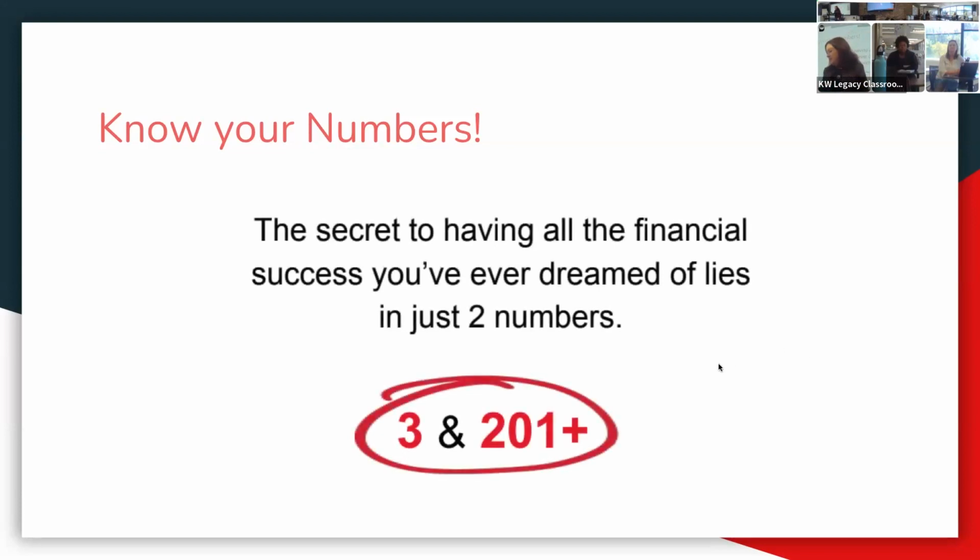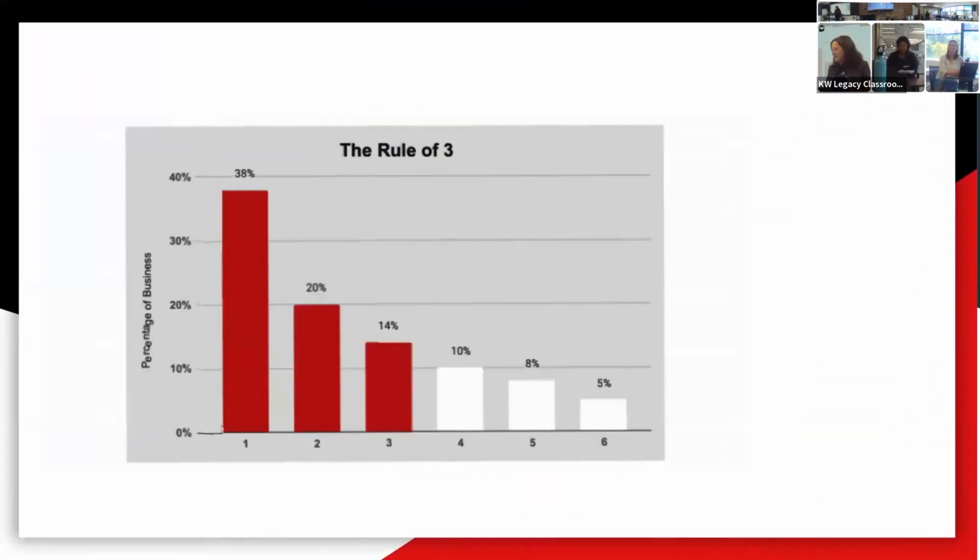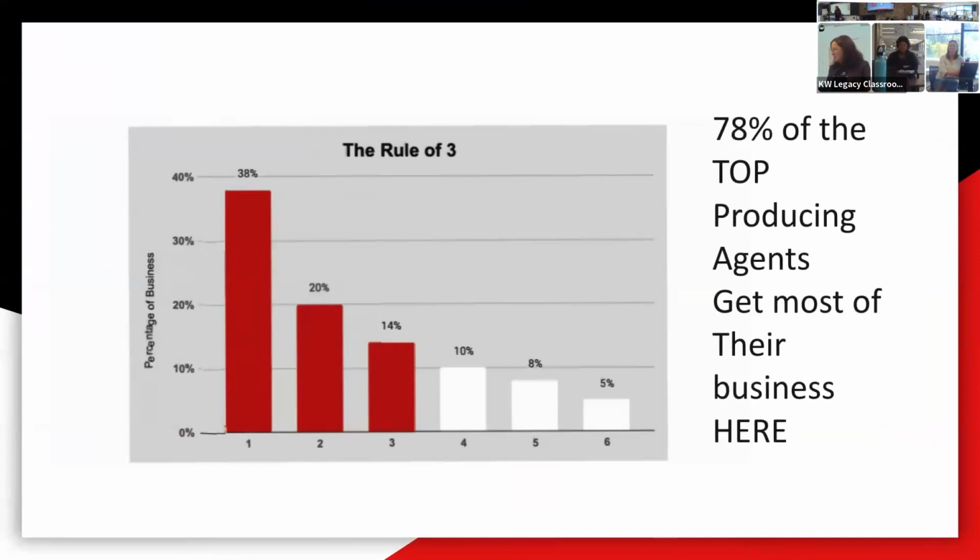All right. The secret to having all the financial success you've ever dreamed of lies in two numbers. What are the two numbers? Just keep reaching that. 3 and 201. So the rule of three.